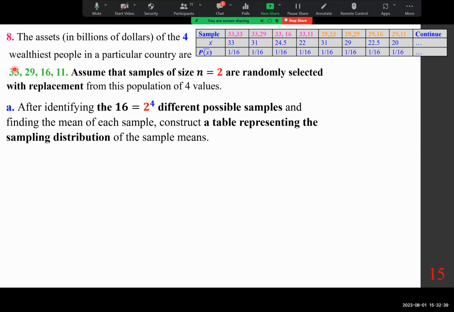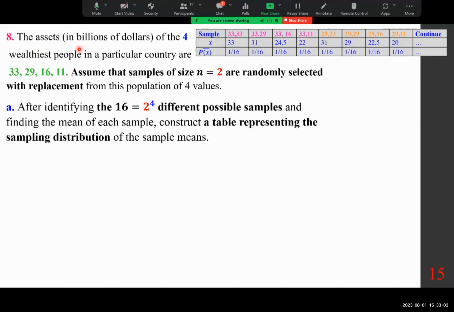So 33 can go with itself. Then 33 goes with 29. 33 goes with 16. 33 goes with 11, and 33 is done. The next number is 29. 29 can go with 33. 29 can go with itself.